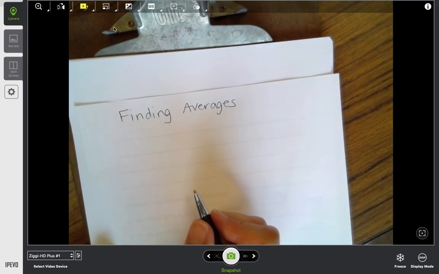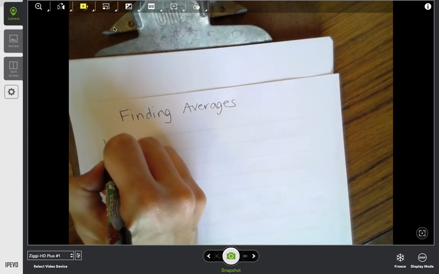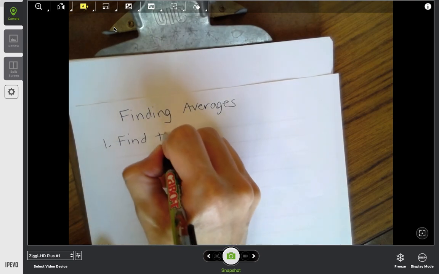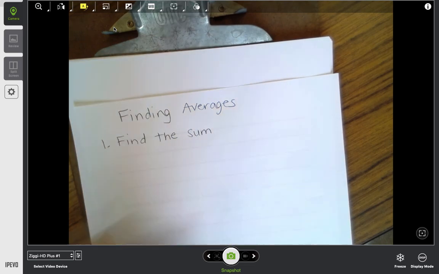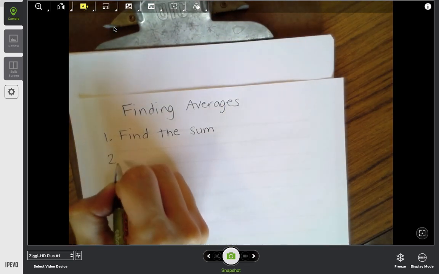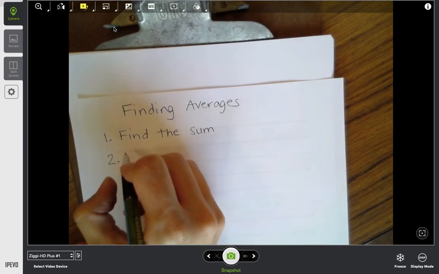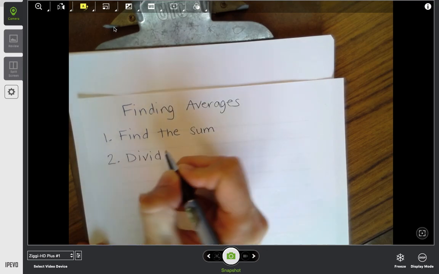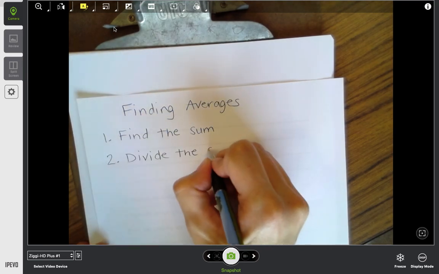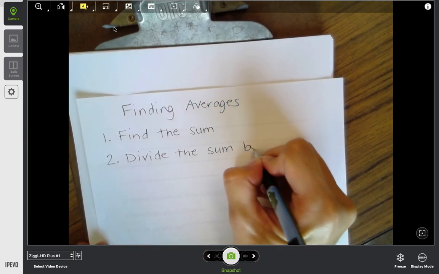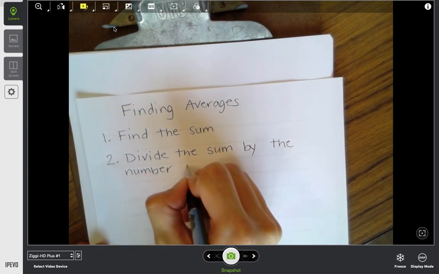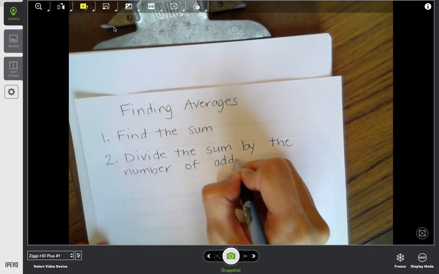All right, so when you are trying to find the average of a set of numbers, step number one is you are going to want to find the sum of those numbers. Okay? Step number two, after you found the sum of the numbers, you're going to divide the sum by the number of add-ins that there were.